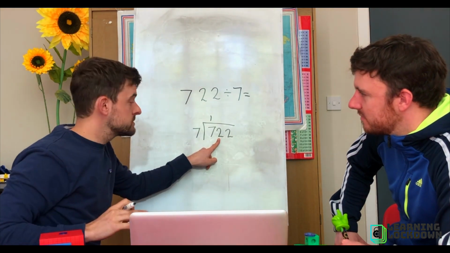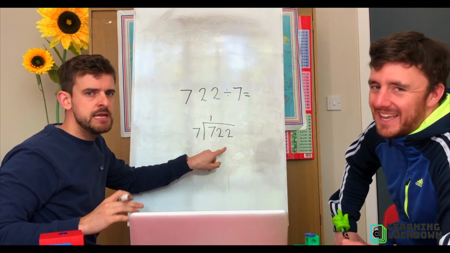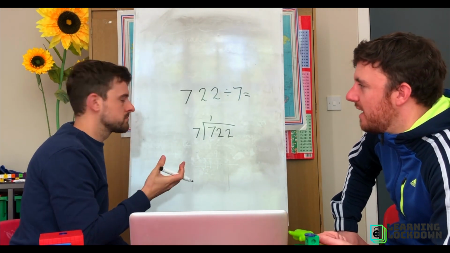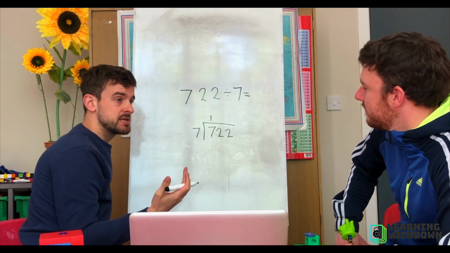Don't do the mistake that my class sometimes made where they go, how many 2s in 7? 3. Not that way round. Division is not commutative. Remember, that's really important. You can't just swap things around, can you? No. How many 7s go into 2? Mr. S is right, none.